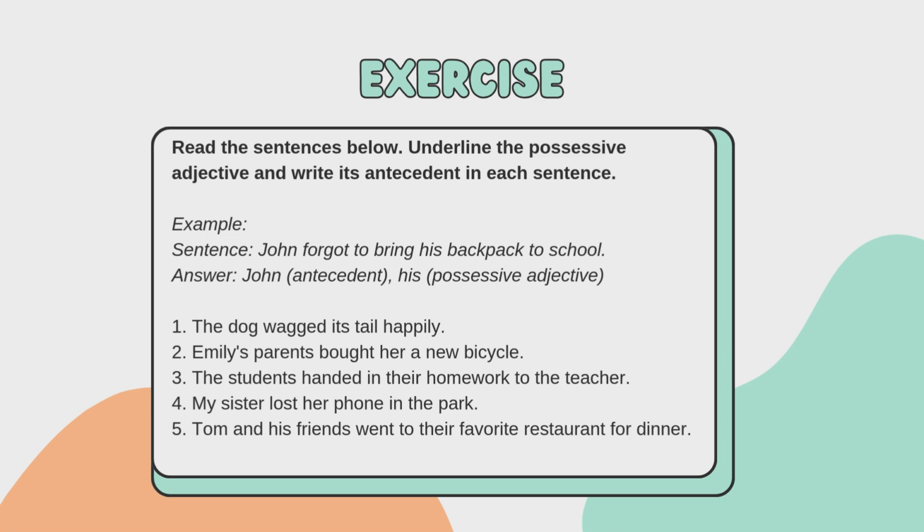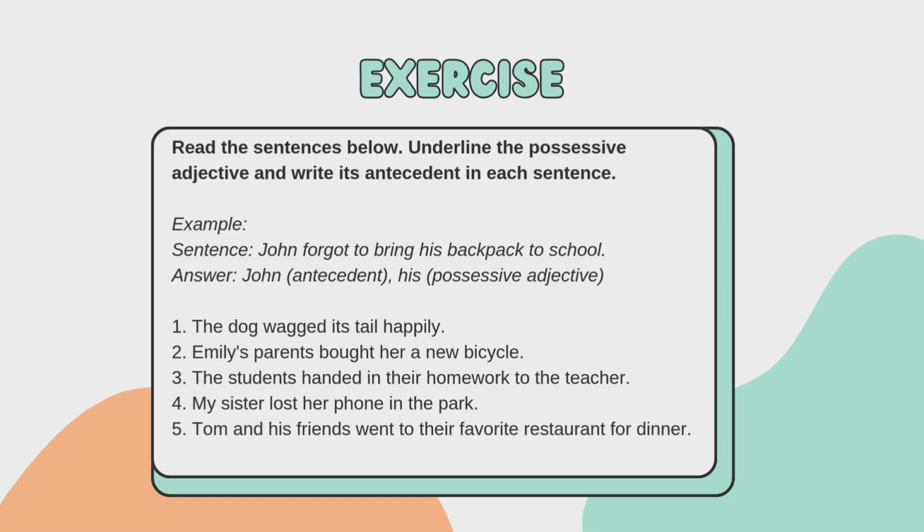Number 2. Emily's parents brought her a new bicycle. Where is the possessive pronoun here? The possessive pronoun is her. Her is the possessive pronoun. To whom did the parents buy the bicycle? To Emily. They bought Emily the bicycle. They bought her the bicycle. So Emily is the antecedent of the possessive pronoun her.